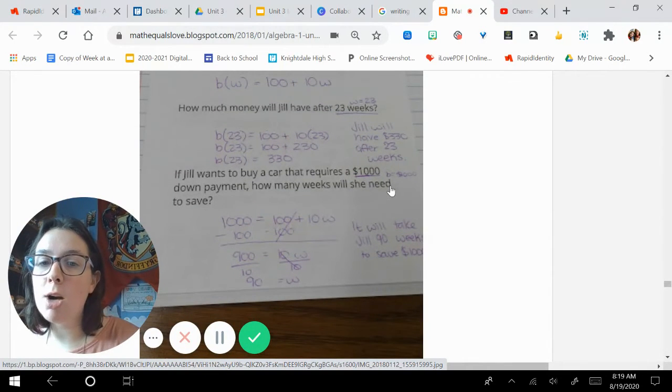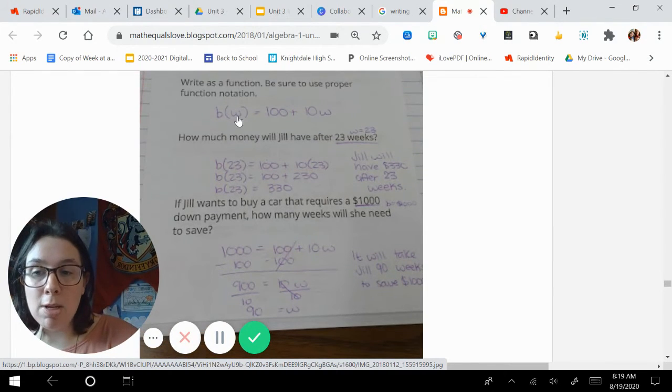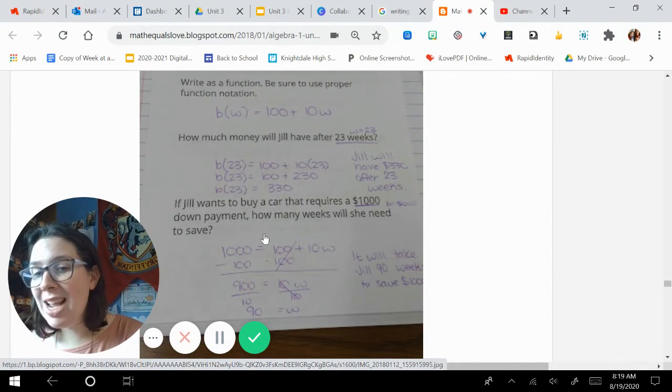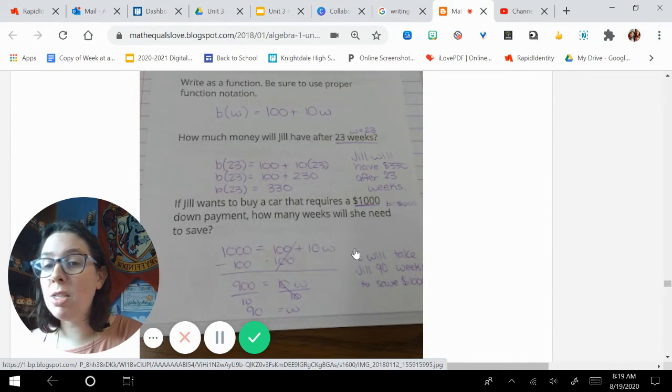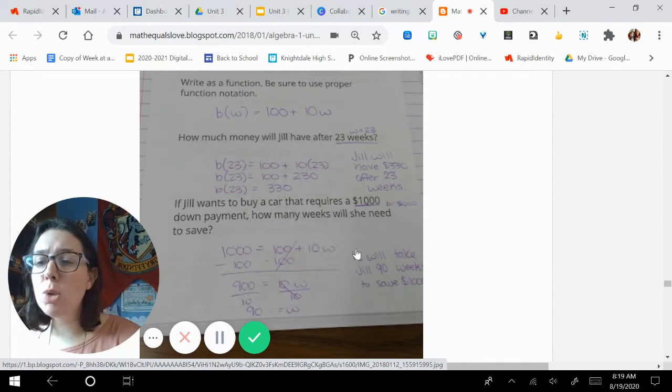All right, now let's look at a different way to use this equation. If Jill wants to buy a car that requires a $1,000 down payment, how many weeks will she need to save? So we're talking about a $1,000 deposit. Is that going to be in weeks or in the balance? Well, that's money, so that's in the balance. So am I going to plug it into W or into the B? I'm going to plug it into the B. So I'm going to set my equation equal to, I already know what the answer for the Y value is, the B, it's $1,000. So I want to know what's going to be the W. How many weeks did it take me to get to 1,000? So we're going to set the equation 100 plus 10W equal to 1,000.